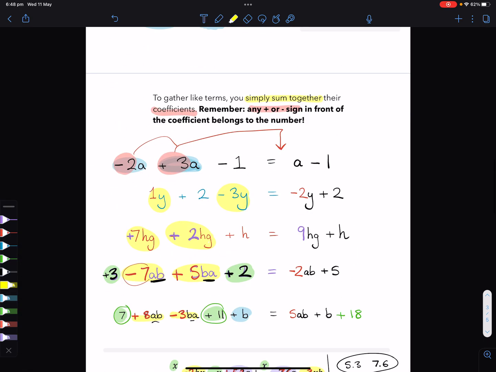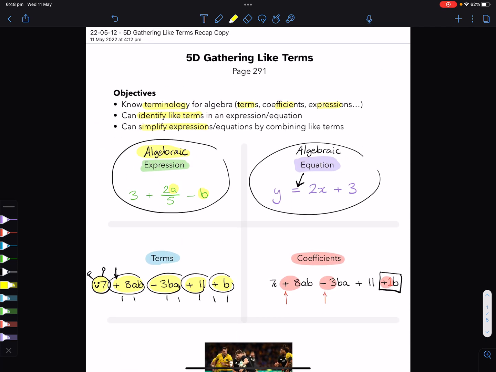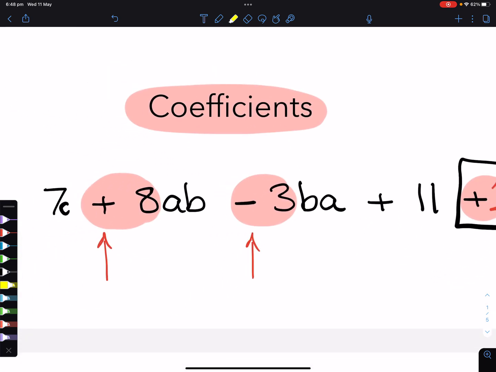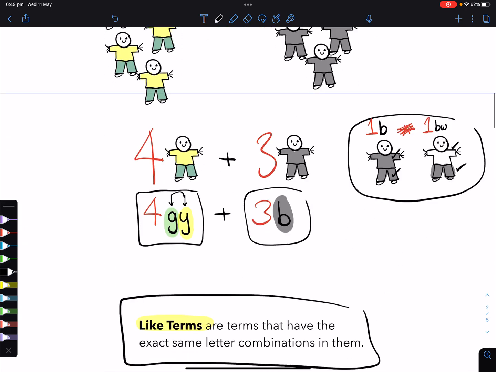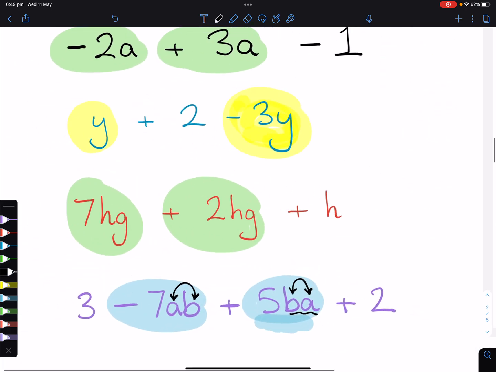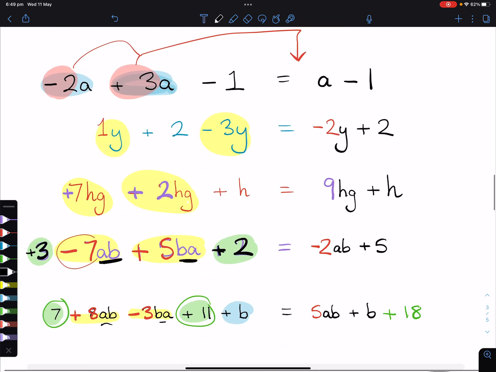Hope the video has been helpful to you. I've gone over some really basic ideas. The critical thing that will make or break your success is this idea that you need to be aware that the coefficient includes the plus or the minus signs in front of the number. And that's what you're using as your tool to add and subtract or gather up the like terms. To gather the like terms, you will find which ones match, and you basically sum together their coefficients. So that's how we got to the 9HG in that example.